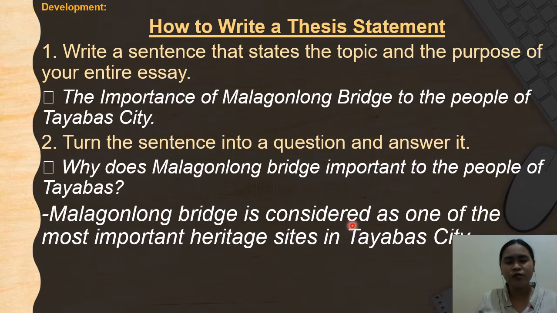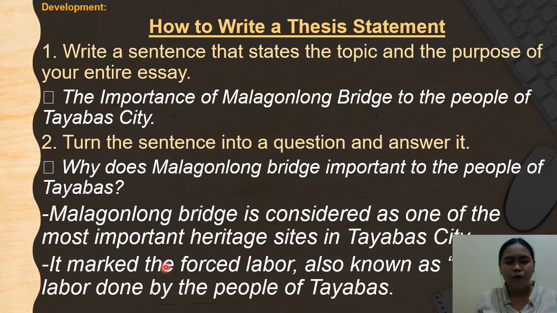Magalonglong Bridge is considered one of the most important heritage sites in Tayabas City. So, that is one of the importance of this bridge. Second, it marked the forced labor, also known as the polo labor, done by the people of Tayabas. So, yun pala yung importance niya sa people ng Tayabas.